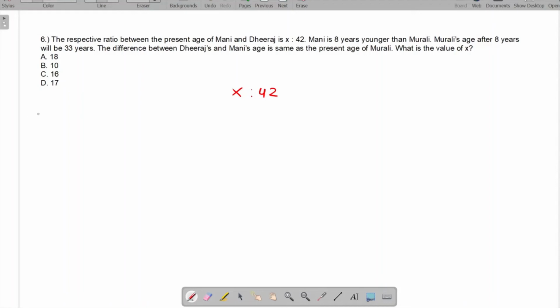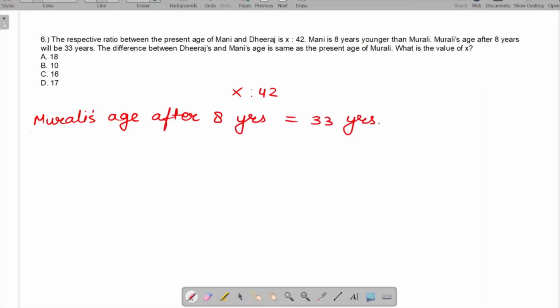So what we will do first is, we will find the present ages of the given people. So first of all, we will find the present age of Murali. So Murali's age after 8 years is given as 33 years. So with this data, we can find the present age of Murali. Murali's present age will be 33 minus 8, which will be 25 years.